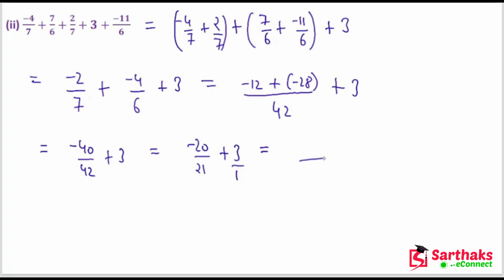Now taking the LCM, we would get 21. So 21 into 1 is equals to 21, so we will get here minus 20. 1 into 21 is equals to 21, so we will get 3 into 21 as 63, and we will get 43 upon 21 as the final answer. So again we were able to solve this question because we know the property of associativity will help us when the denominators are same. So we paired the same denominators and then we added them very quickly.